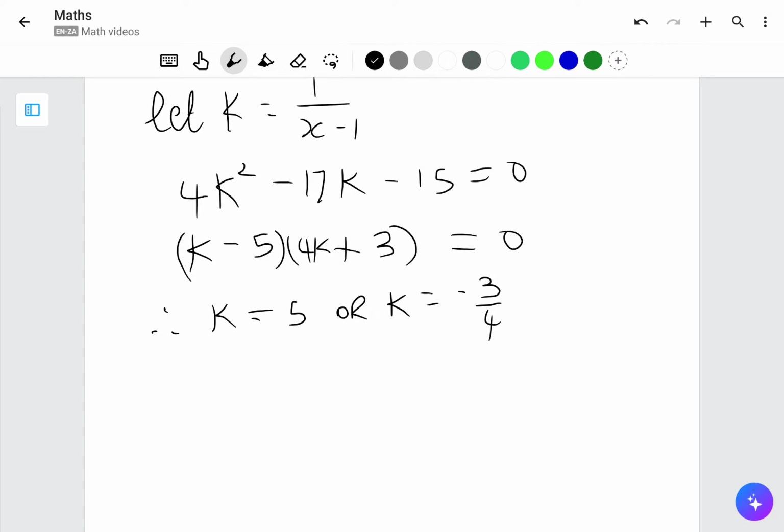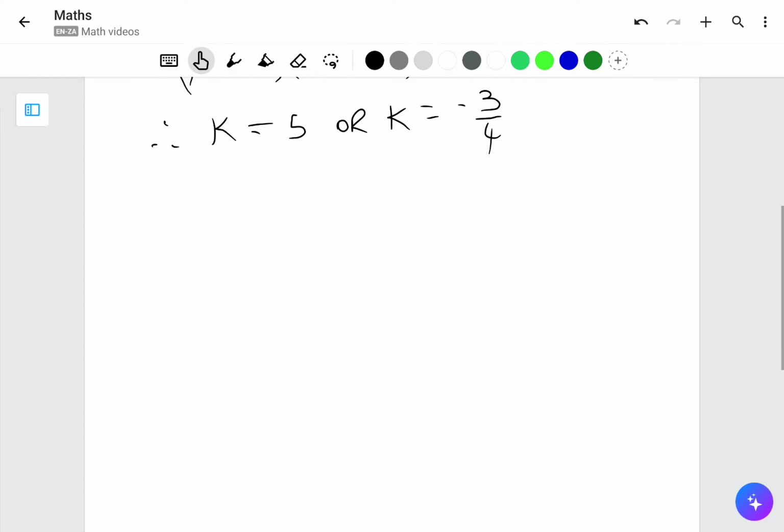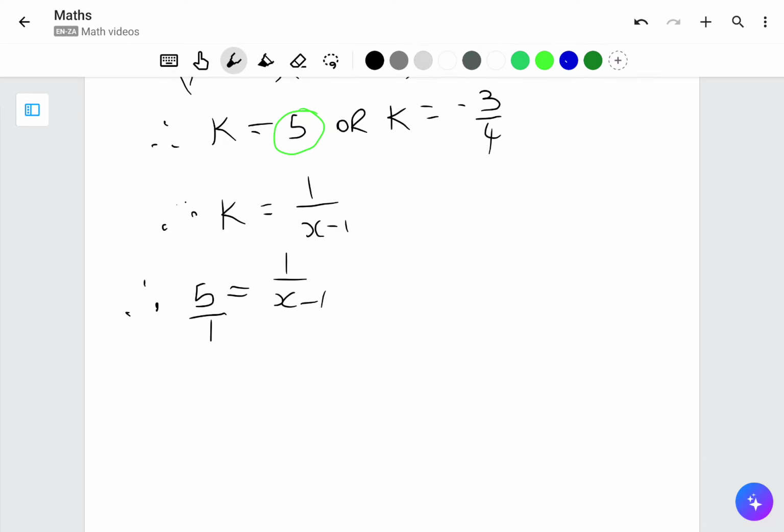Again guys, this is exactly the same as before. We know that k equals 1 over x minus 1. So what can we now deduce? We know that k is 5, so we can put 5 in the place of k. So we can say 5 equals 1 over x minus 1, and we can put this over 1. Again, we can cross multiply.